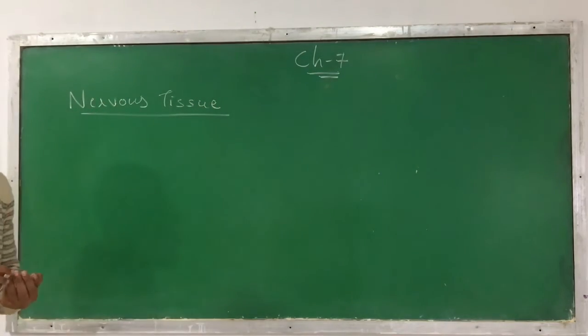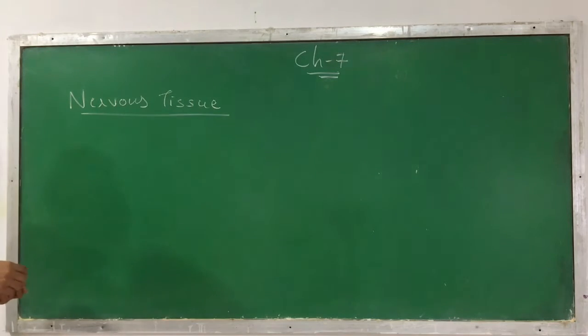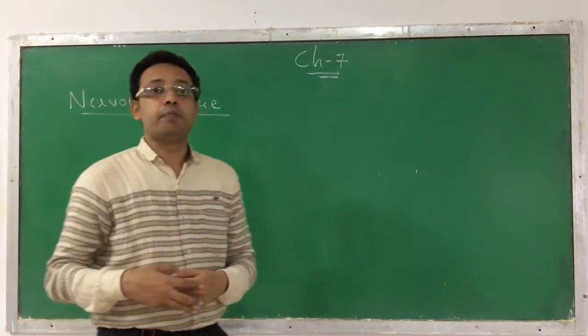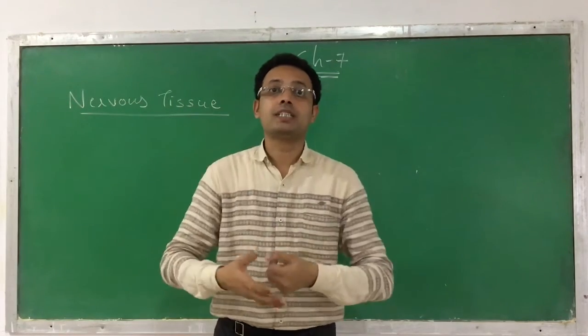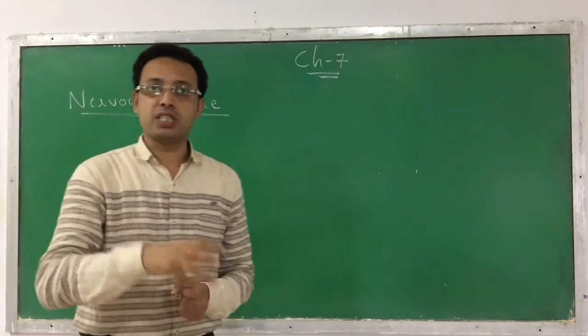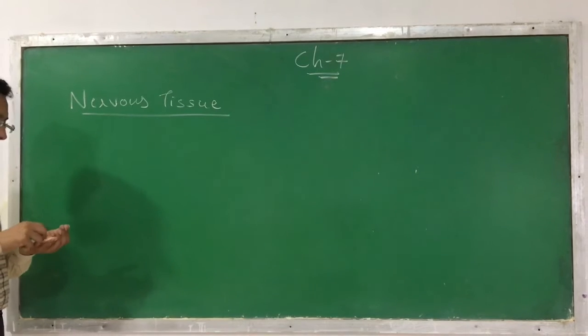It's called a nervous tissue. What is the function of this nervous tissue? The nervous tissue sends the impulses and responds to them. It is also responsible for the processing of a nerve impulse. That is the function of this nervous tissue.